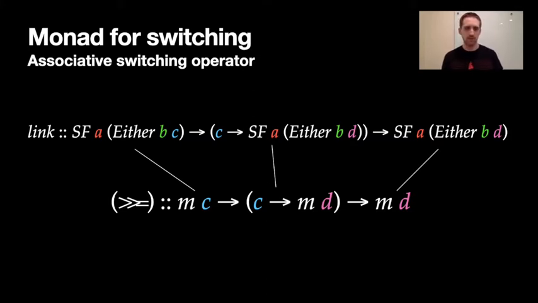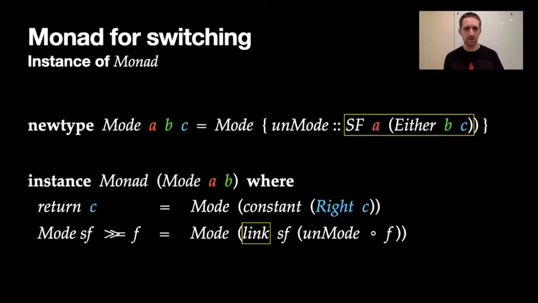And with that in hand, we can define a new abstraction. We can define a mode of a signal function as its own value, independent of any particular signal function. The representation of the mode is just going to be this signal function that has some input type A and then has this sum type as an output. And the bind operator is going to be basically equivalent to link modulo some unwrapping of the types.